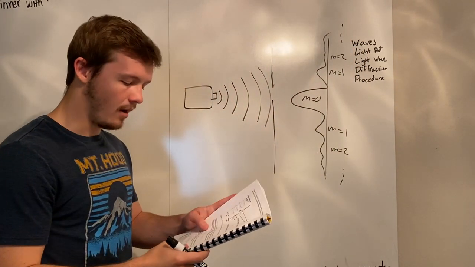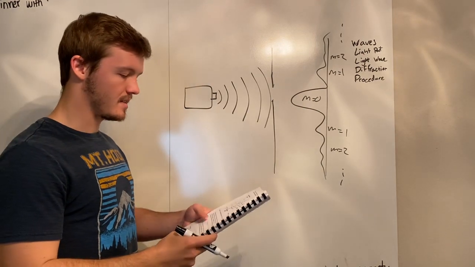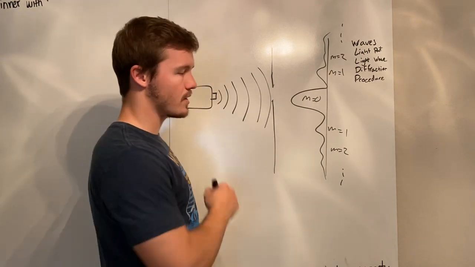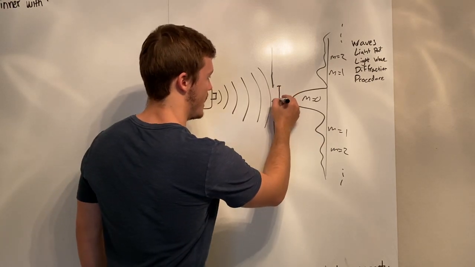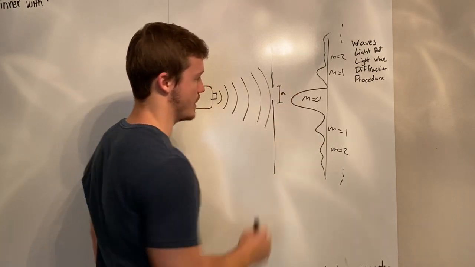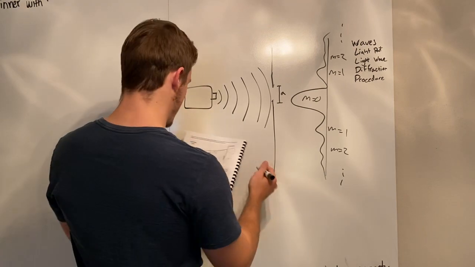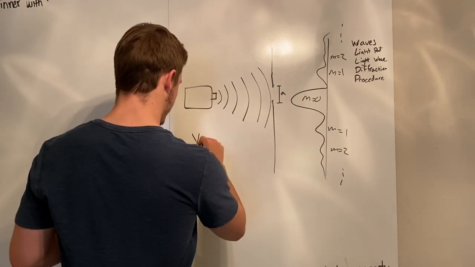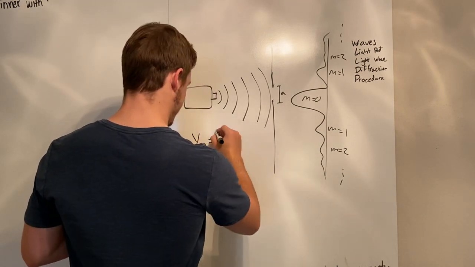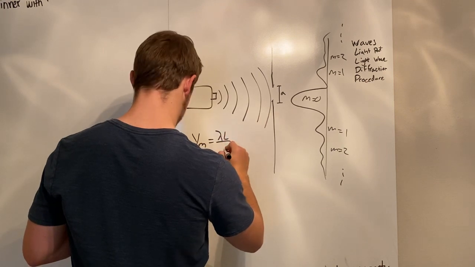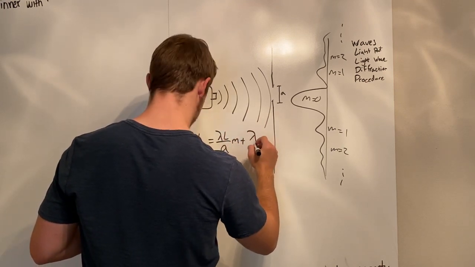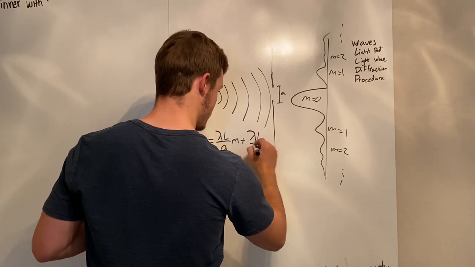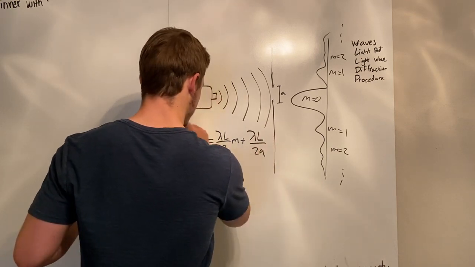Okay, now the equation for this one is a little bit different. Remember the other equation depended on d, but we don't have a d here. Instead, what we have is a, which is the slit width here. Now our lab manual calculates the equation for ym for us to be this.